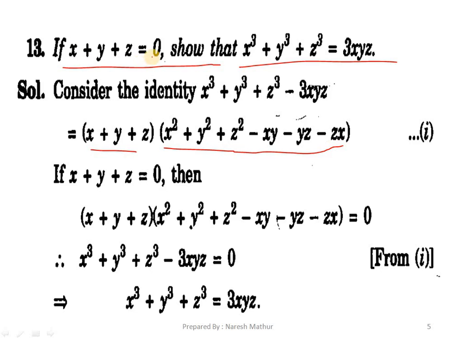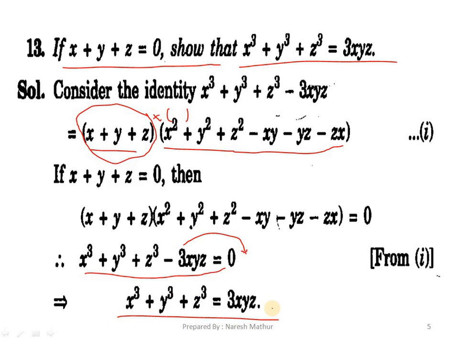Now if it is given x plus y plus z equals 0, this whole thing becomes 0. 0 into anything will be 0. So we can write x cube plus y cube plus z cube minus 3xyz equals 0. Now just simply shift it and write x cube plus y cube plus z cube equals 3xyz, hence proved. I hope you are getting this, because it's quite simple. We have the identity x plus y plus z times (x square plus y square plus z square minus xy minus yz minus zx). We are just putting 0 in the place of x plus y plus z. 0 into something is 0 obviously, so this term equals 0 only, and we just shift the value of 3xyz and we get the answer.